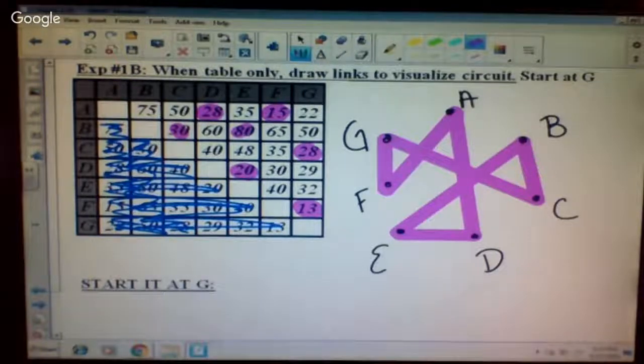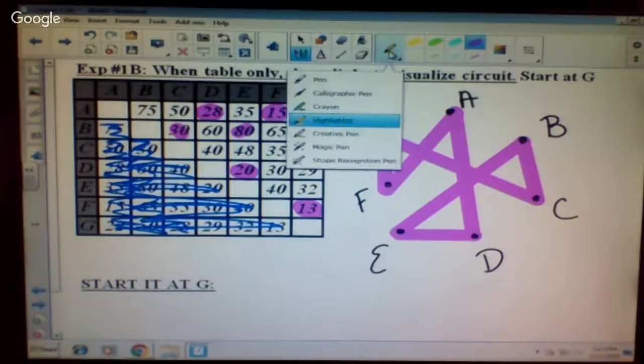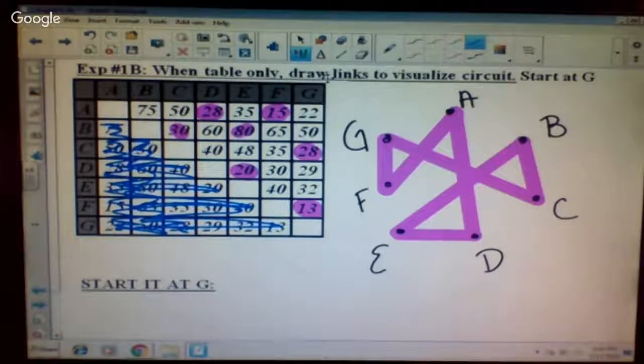So then the last thing they want us to do is go ahead and do this starting at G. So we're going to start at G. If I start at G, where am I going?